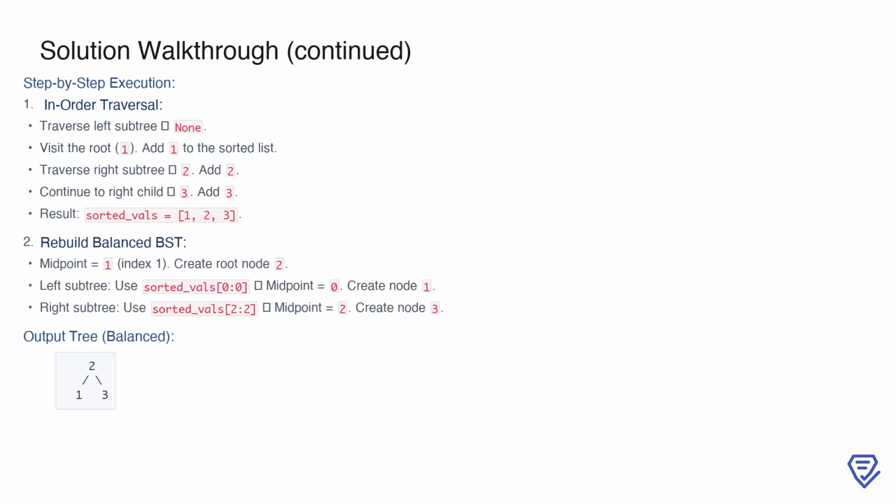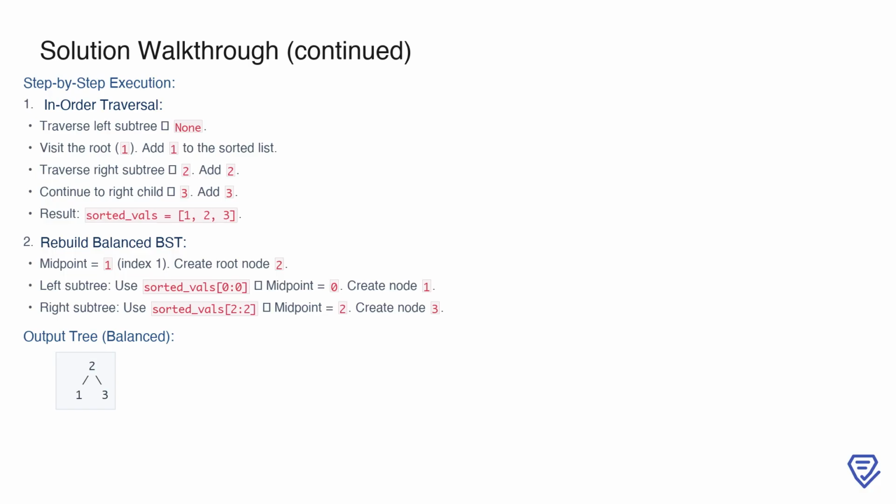To balance this skewed tree, we start with an in-order traversal. Since there is no left subtree, we directly visit the root, 1, and add it to the sorted list. Then, we traverse to the right child, 2, adding it to the list, and continue to the next right child, 3, adding that as well. The result is a sorted array 1, 2, 3.